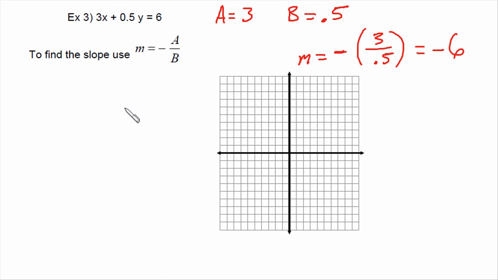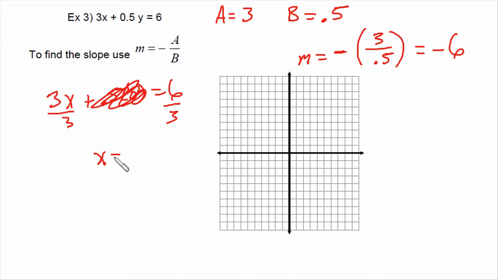Now we want to find the x and y intercepts. So to find the x-intercept, we set y to 0. So we can basically just cover up that term, and we're only solving 3x equals 6. 3x plus 0.5 times 0 equals 6. This is 0, so it's gone. So I'm only solving 3x equals 6. Divide by 3. x is 2. So the ordered pair, 2, 0. So here is my x-intercept right there.